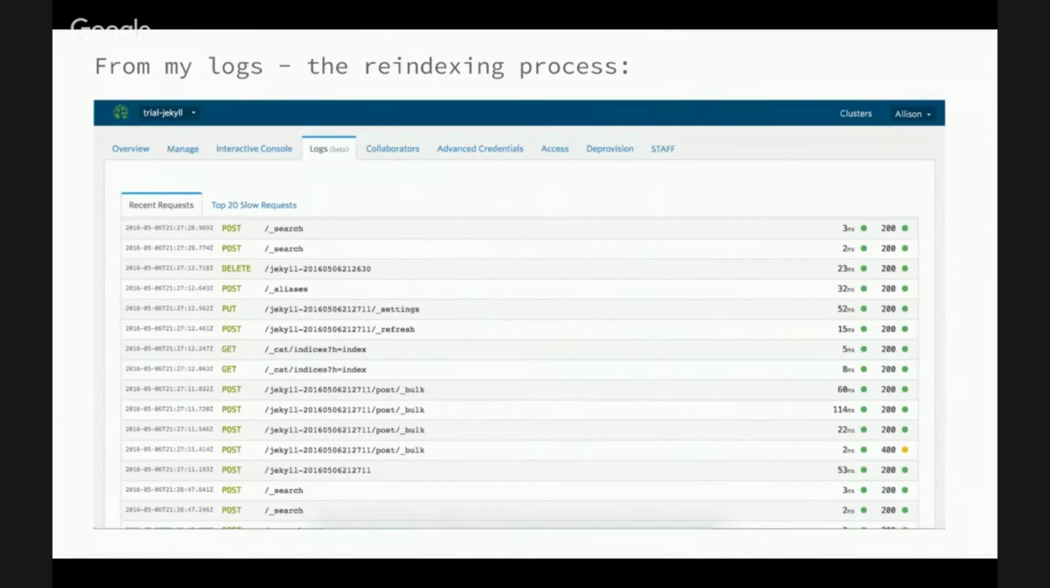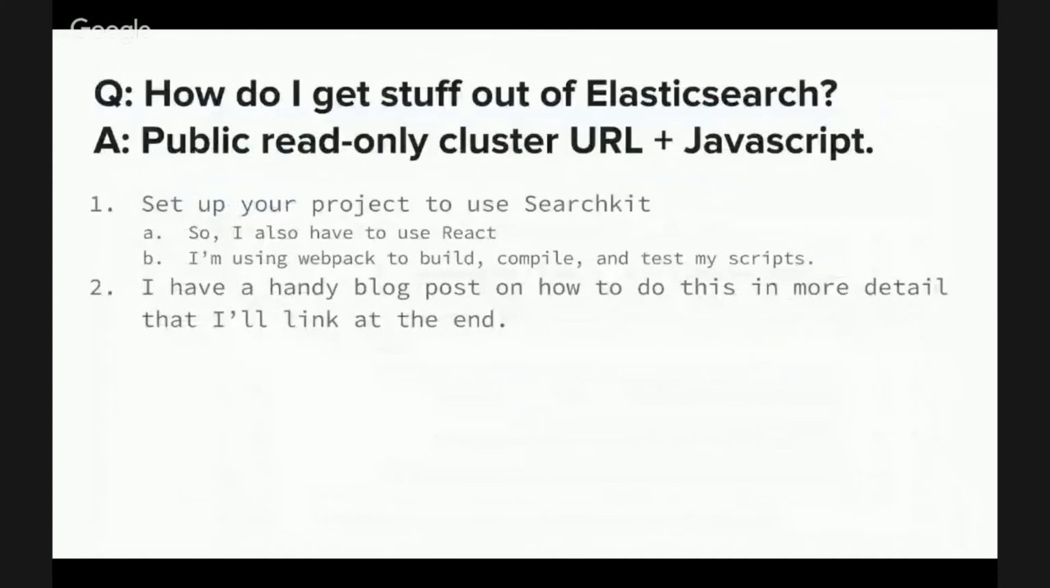So pretty cool. All right, so we've put everything into Elasticsearch. Our cluster is ready, our index is ready to search, but how do you get stuff out of it? You need that public read-only cluster URL, and you need a JavaScript framework. To set up your project in order to use SearchKit, which you get through Node modules, I had to use Webpack and NPM and integrate that with Jekyll.